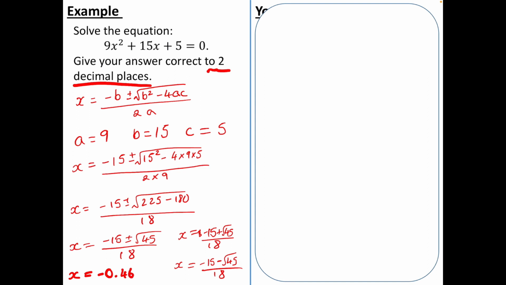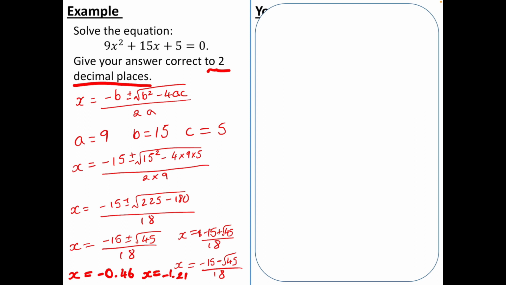For the second one, if you know how your calculator works well, you wouldn't need to type the whole thing in. You can use the arrows around the replay button to move to that plus, delete it and hit subtract. And for my second answer, I get x is equal to negative 1.21. Again, that is 2 decimal places.